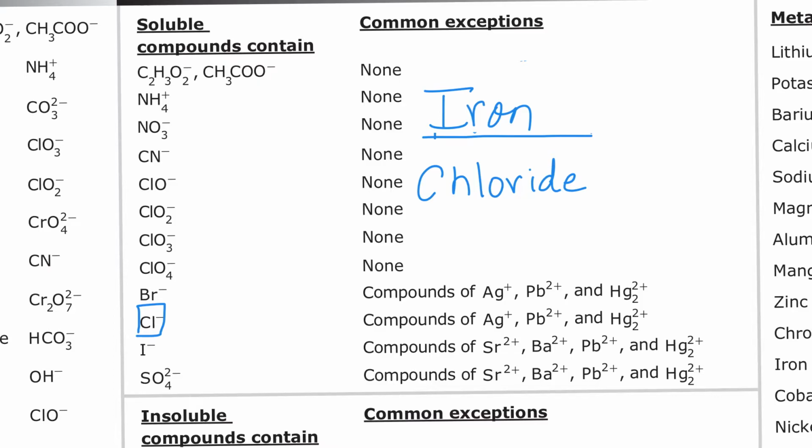However, what if I take a different example and I write silver? Now at this point, I want you to pay attention to the common exceptions list. You will notice that silver is listed as an exception. That means that if silver is bonded to chloride, then this compound is going to be insoluble. This is not going to dissolve in water.